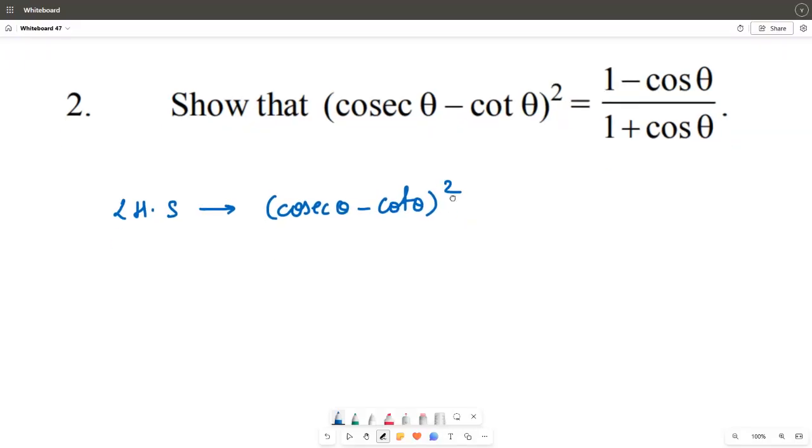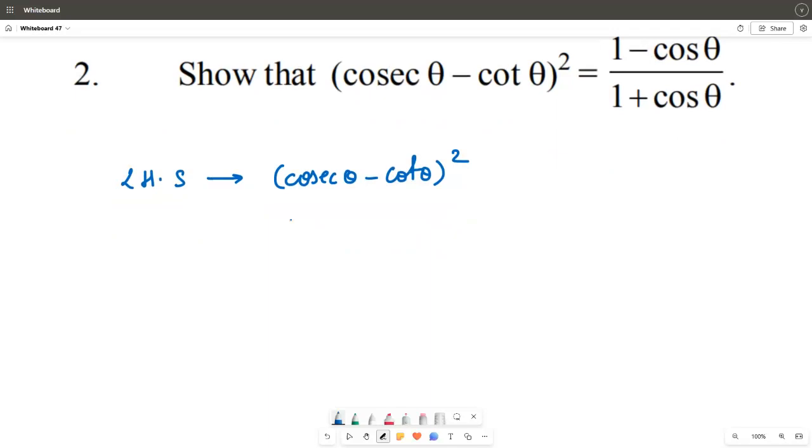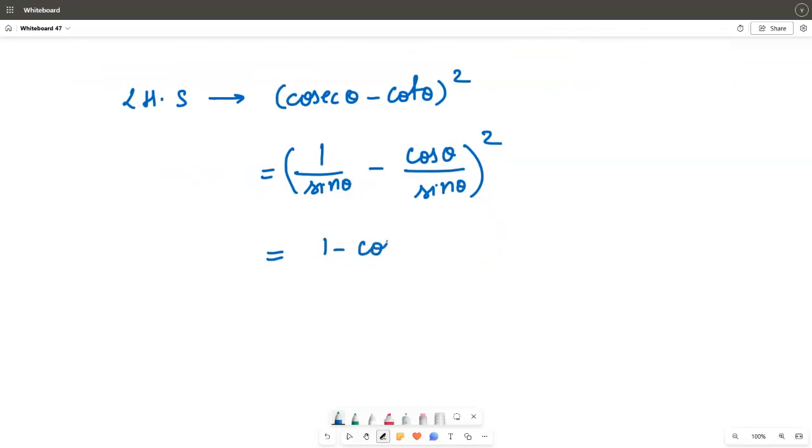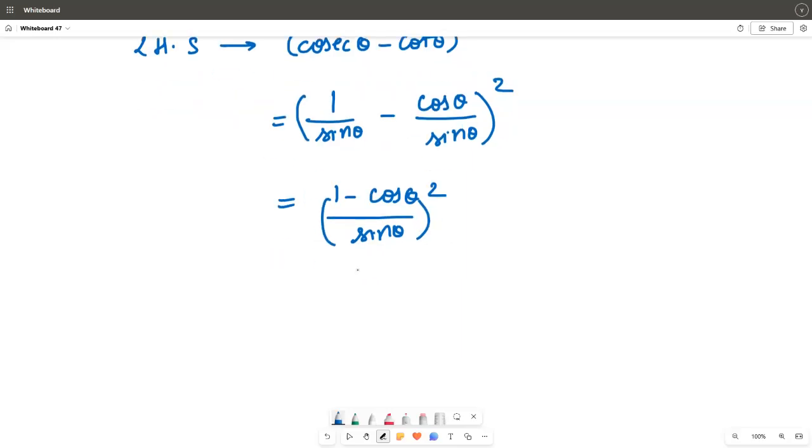I'm going to write cosecant and cot in terms of sine and cos. Cosecant theta will be 1 by sine theta, cot theta equal to cos theta by sine theta. Since sine theta is the LCM here, this should be (1 minus cos theta) by sine theta whole square. This square will be applied for both numerator and denominator, so this will be (1 minus cos theta) square by sine square theta.